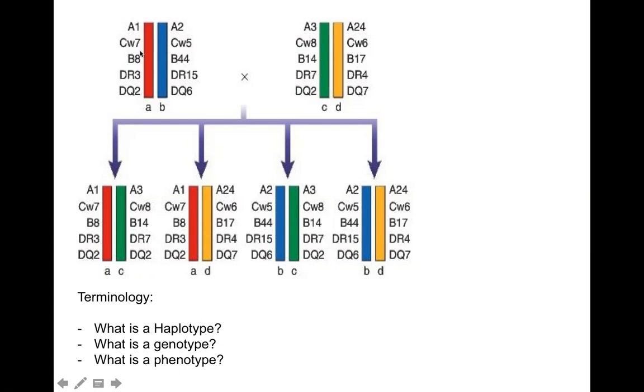So dad has A1, he has CW7. They added the W for the C locus just to not confuse it with complement proteins. Since class 3 is on the same chromosome and it codes for certain complement proteins, they just added the W to distinguish it from complement. So dad's got A1, he's got C7, he's got B8, DR3, DQ2 on one chromosome. On the other, this is what he's got. Mom's got this on each chromosome.